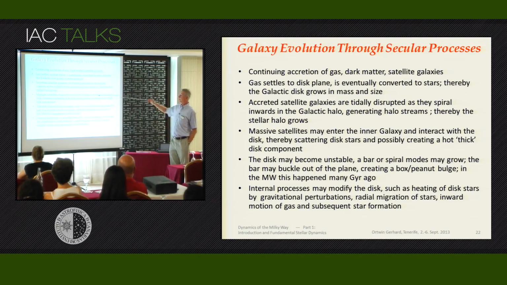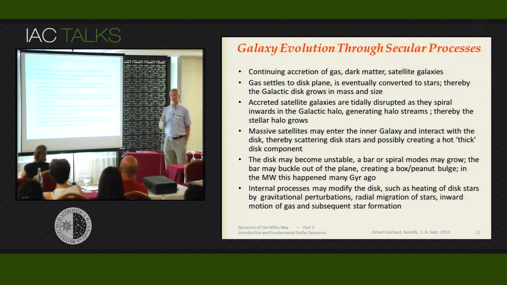There's possibly effects of some of these satellites going into the galaxy, scattering disk stars, and then perhaps creating a hot, thick disk component. This is one of the models that's been discussed. There's stability and instability processes in the disk, both to bar and spiral modes, which may grow. The bar mode may evolve into a nonlinear bar structure that by itself can become unstable again and make a boxy peanut bulge, as we see in our Milky Way.